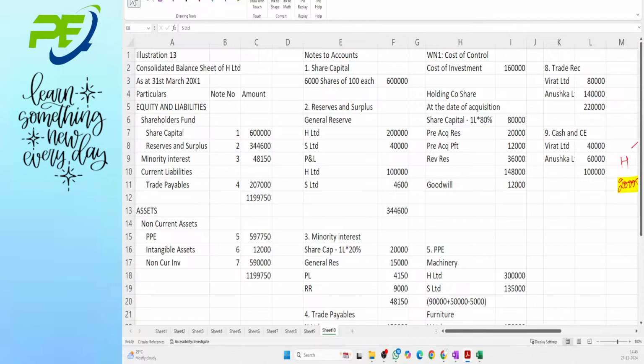Come on, everyone, make it quick. We can easily complete the chapter today. There are just two more illustrations, 15 and 16, and both are different problems. Technically, consolidation is over. 15th is consolidated P&L and 16th is uniform accounting policy. Come on, everyone. Quick, quick, quick.